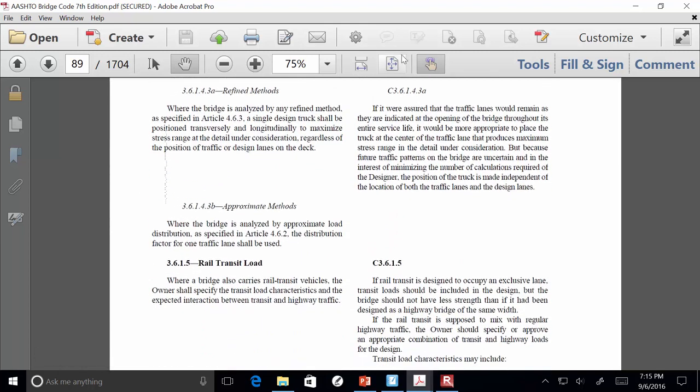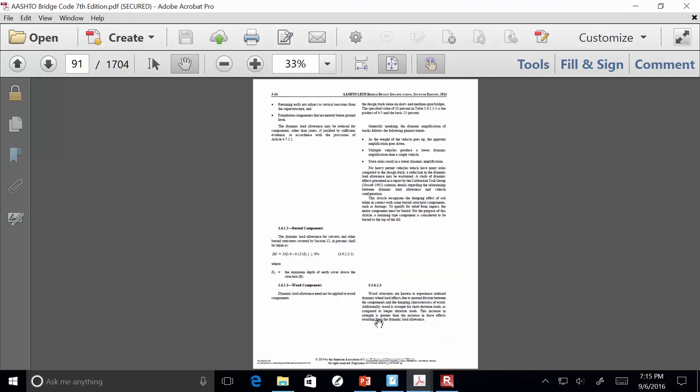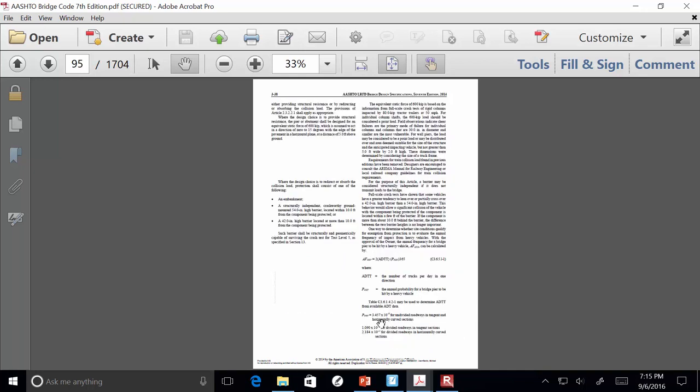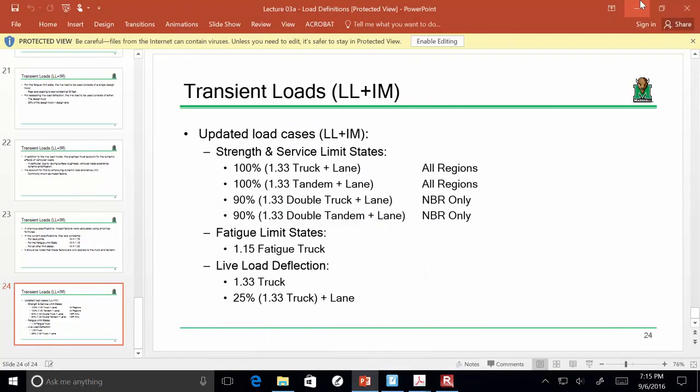Any questions about any of this? I'm not going to get into rail transit or anything like that. We've got our dynamic impact factors that you see on 3-33. That's pretty much all I really need to talk about for the purposes of our discussion here. Anybody have any questions about any of this stuff, about any of these code provisions?